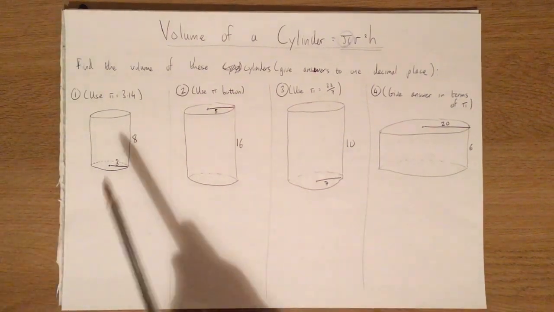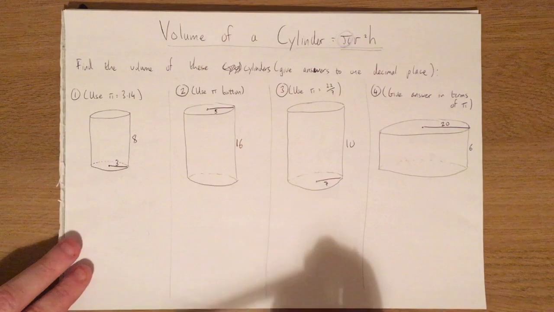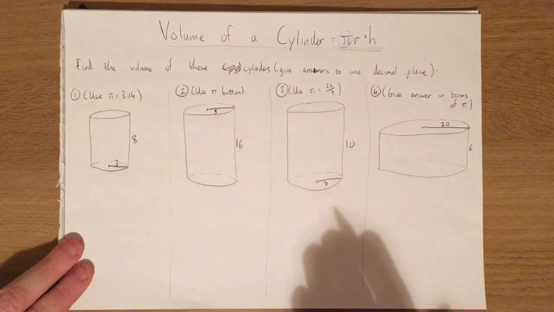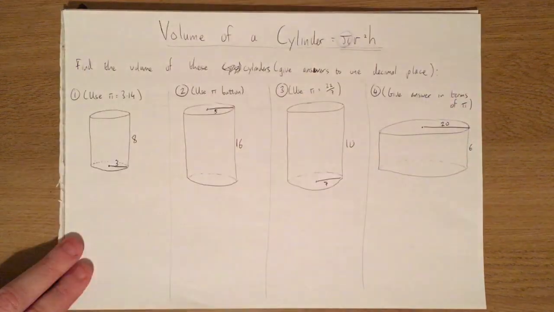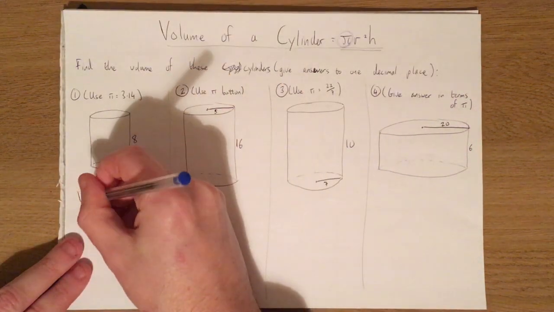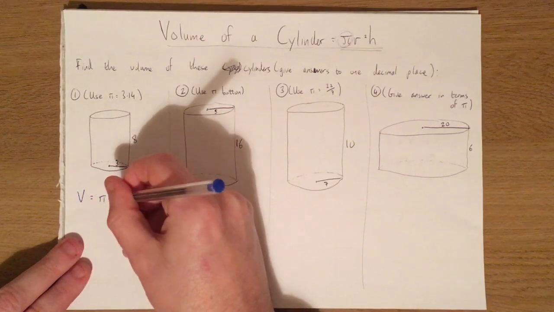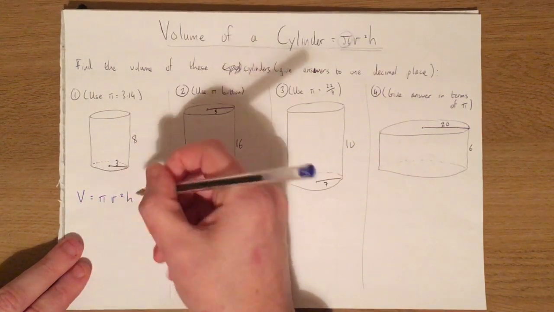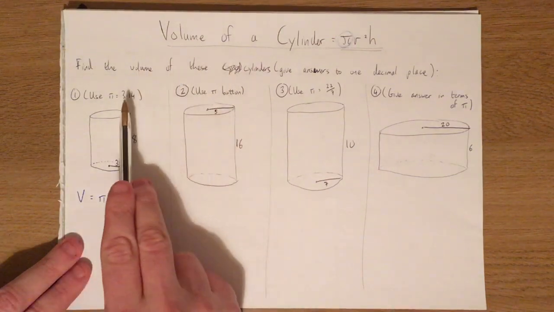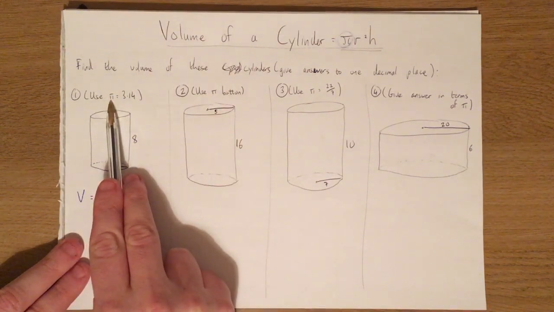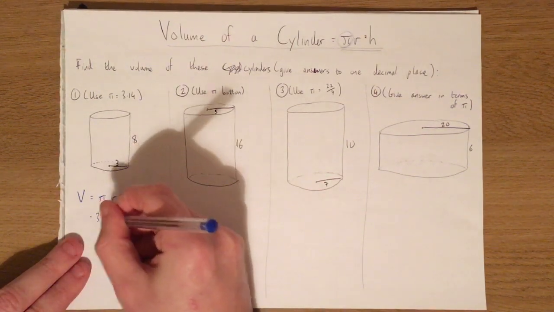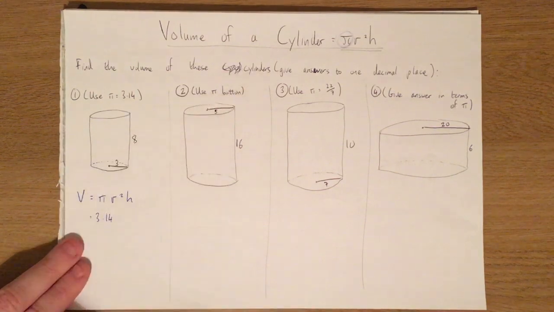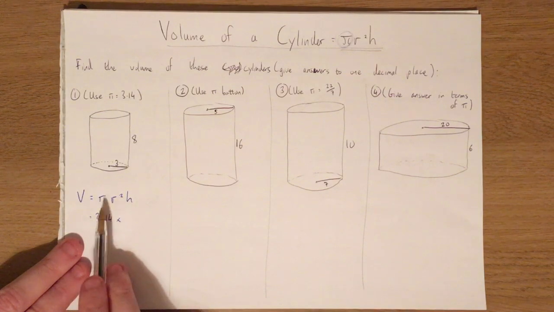So this first one here, find the volume of this cylinder. First thing I do is write down the formula. As I said, this is on page 10 of the log tables. Volume equals pi r squared h. In this question, I am told to use pi equals 3.14. So that's what I will do. So it's 3.14 multiplied by r squared, so the radius squared.